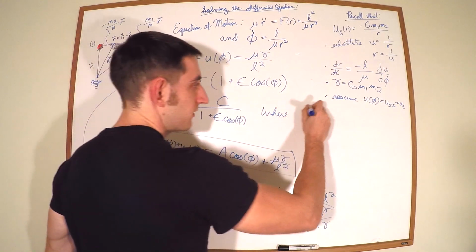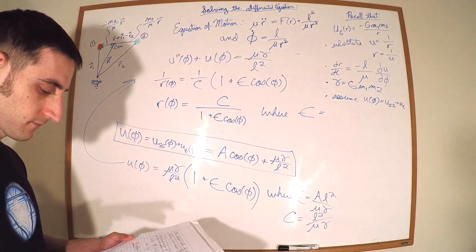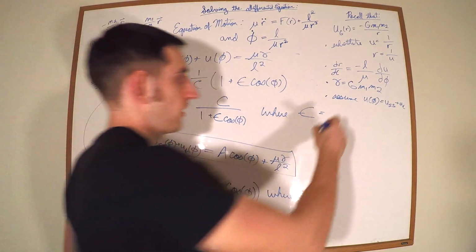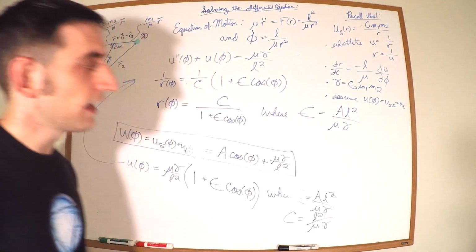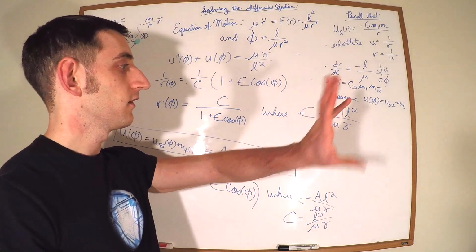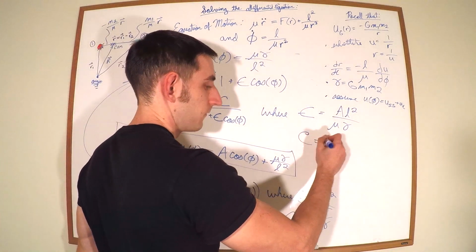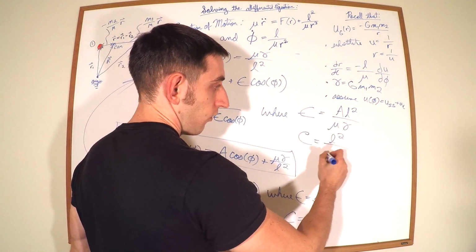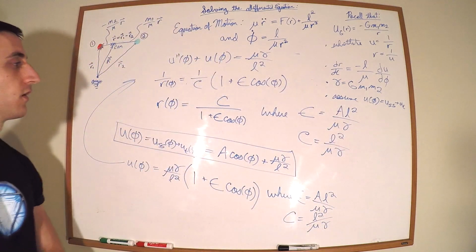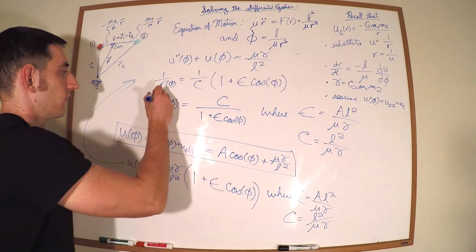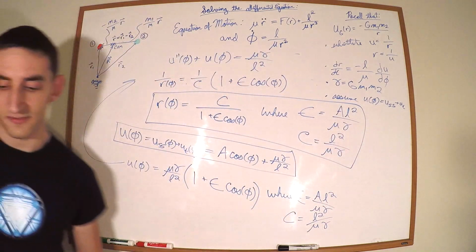where epsilon, our eccentricity, our non-dimensional factor, is going to be A L squared over mu gamma. And again, it's sort of like we're just redefining all these constants in here. And C is L squared over mu gamma. I mixed up those guys. So that is our final equation for the orbit of planets.